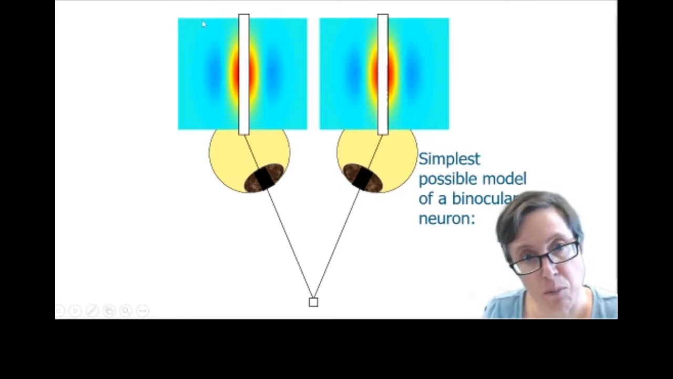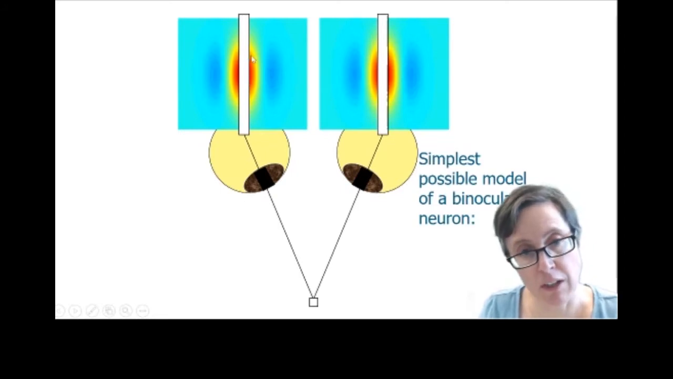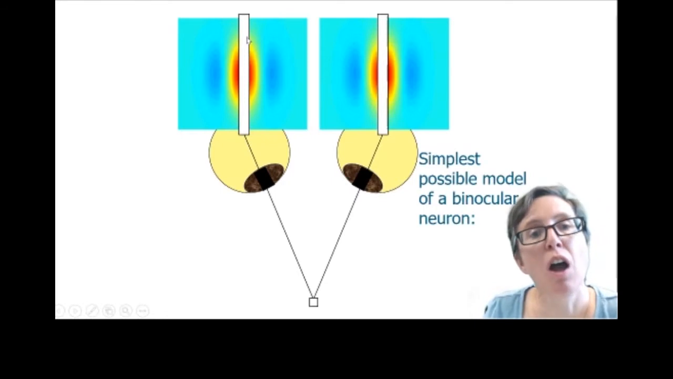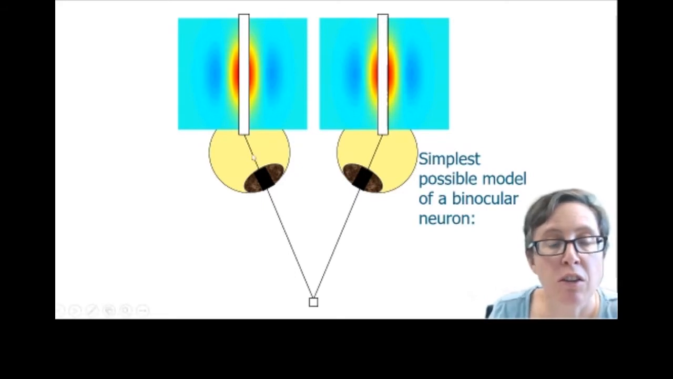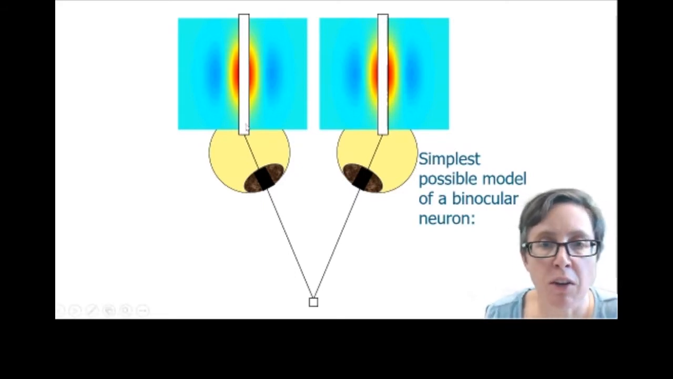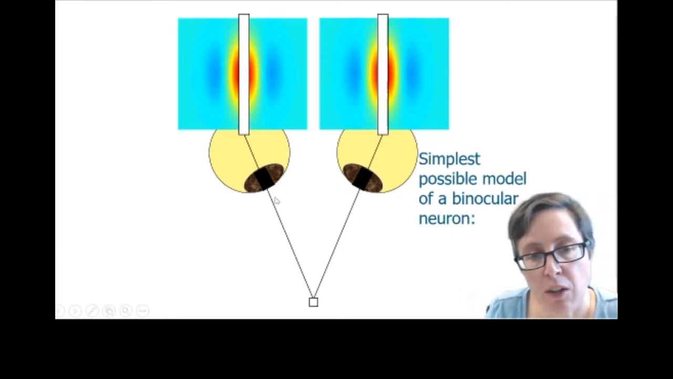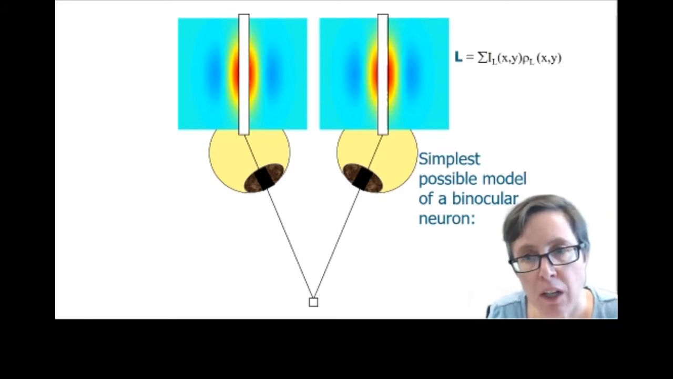Here are its receptive fields in left and right eyes. We've got a central on region in both receptive fields, and I've drawn a bar over that central on region in both eyes. So this neuron is going to be firing strongly because the central on region is strongly activated in both its receptive fields. And this location on the left and right retina corresponds to this location in 3D space. What happens if the bar were to move closer?